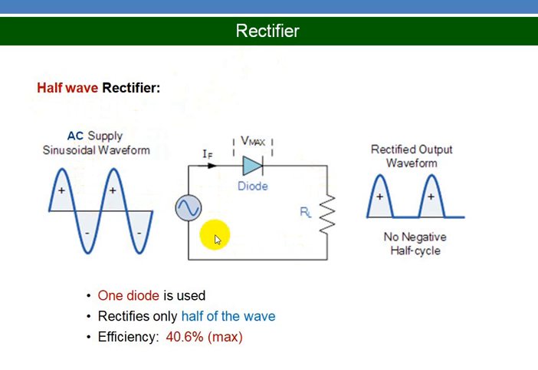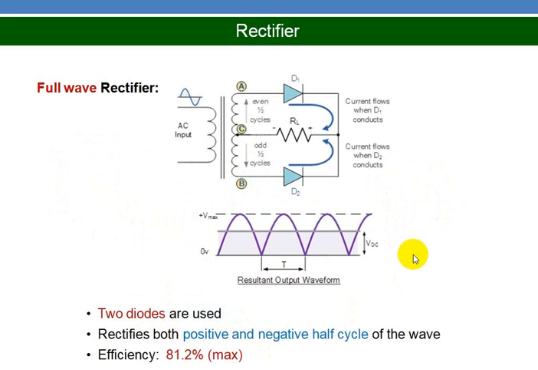First, the half wave rectifier. Here this is a circuit, we have one diode in the circuit and RL is a load resistance. When you are applying AC input, only positive cycles alone are rectified. So you get only positive cycles of the output. Negative cycles are not allowed to pass through the diode. Therefore, this circuit rectifies only half of the wave. Efficiency is 40.6%.